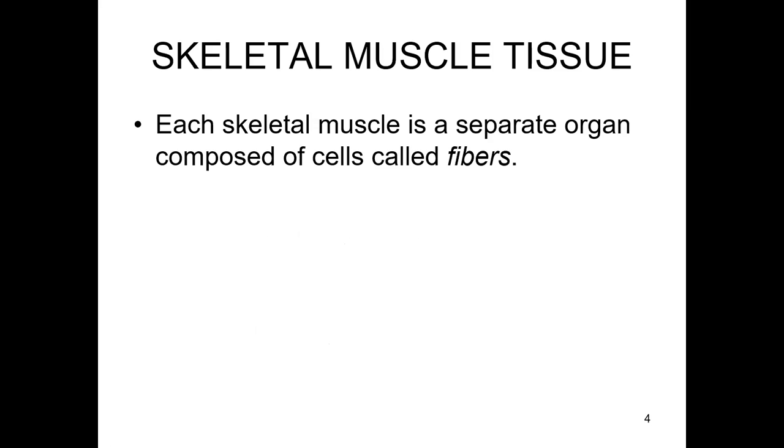We mentioned this in the lab too. We have 700 plus skeletal muscles in our body. Each of those is a separate organ, and the cells have alternative names in addition to muscle cells. Sometimes these are called muscle fibers or myofibers.